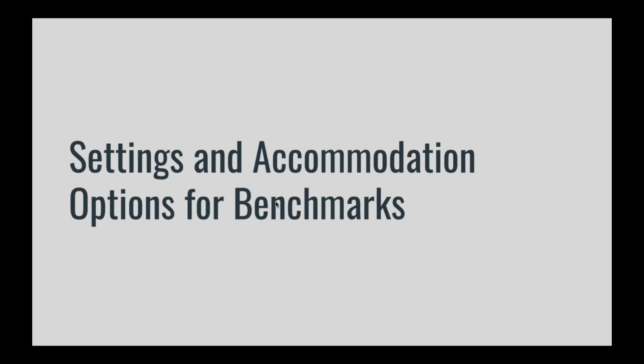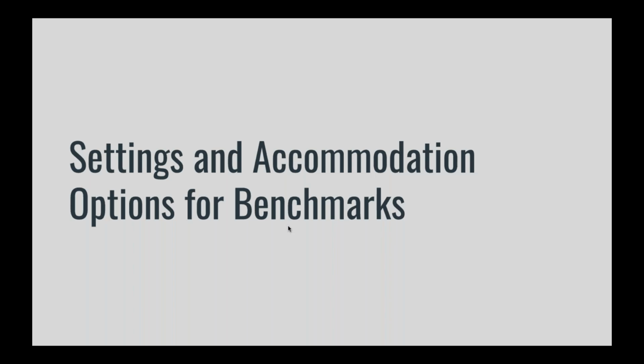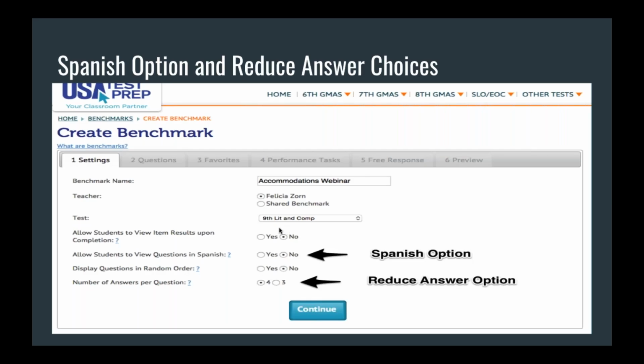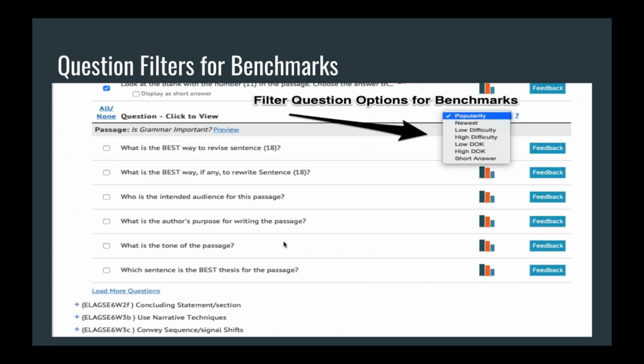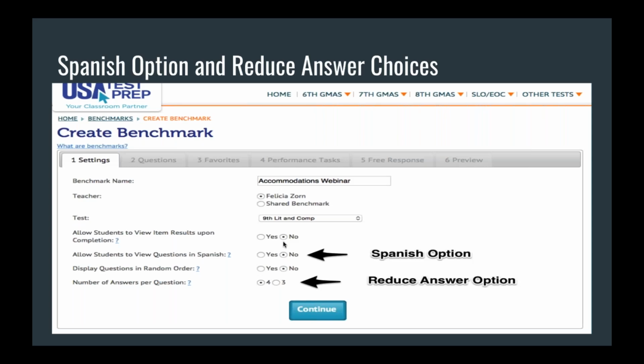So here are some different settings and accommodation options for benchmarks. When you go in to create a benchmark, the very first thing that you have to do is give it a name and then choose if it's going to be a shared benchmark or not. And then you'll see these different options here. My mouse pad is not, I'm so sorry. I'm going to use something different.